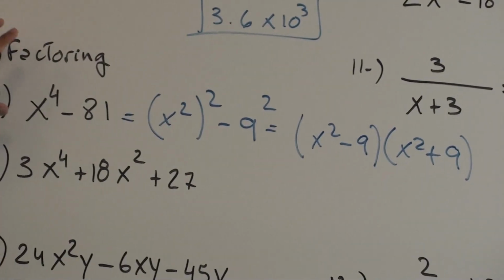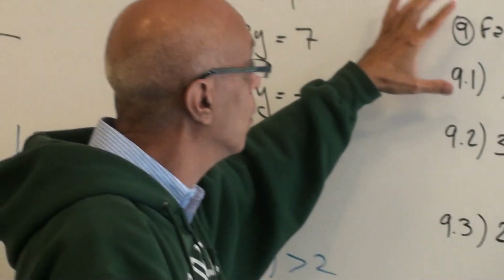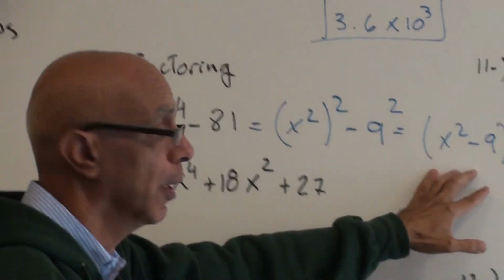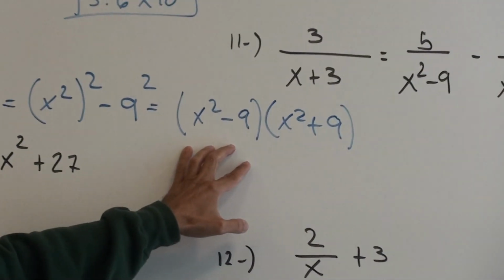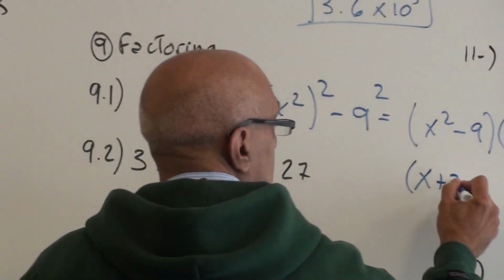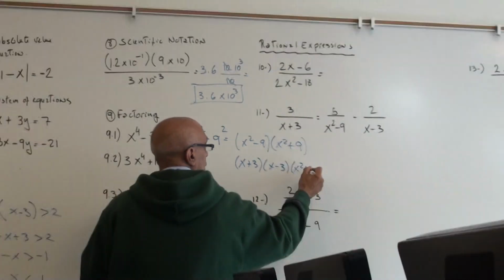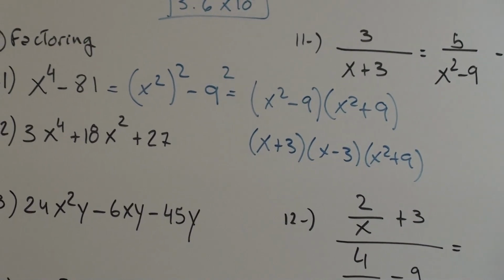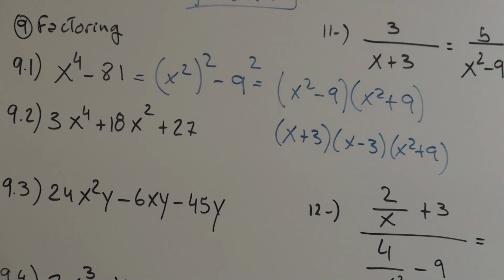Remember, when you are asked to factor, you need to factor completely. You cannot stop here. Many students did stop here, okay? So let's do x plus 3, x minus 3, and then x squared plus 9. Okay, so that would be the final answer. Is that okay? Is that clear?